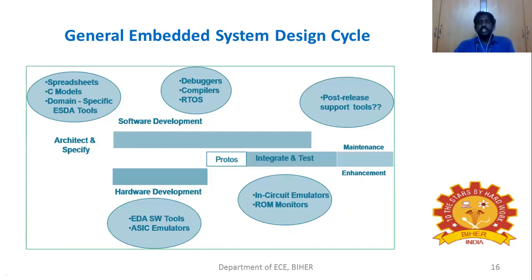So this is the general embedded system design cycle. Suppose you want to design an embedded product. First of all, we need to get the requirements. Based on the requirements, you need to design the overall design. After that, you need to write a program, then design various hardware modules, and we need to test it. After that, we need to integrate it. So these are the various phases of an embedded system design cycle.